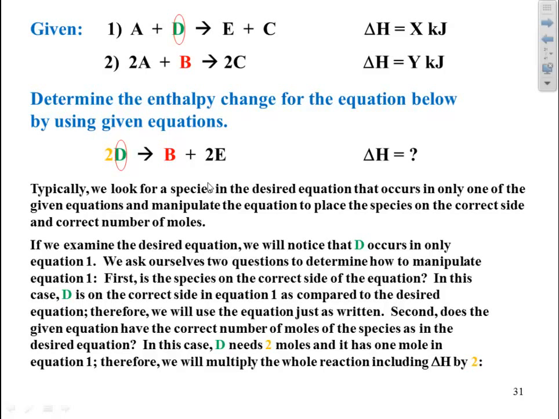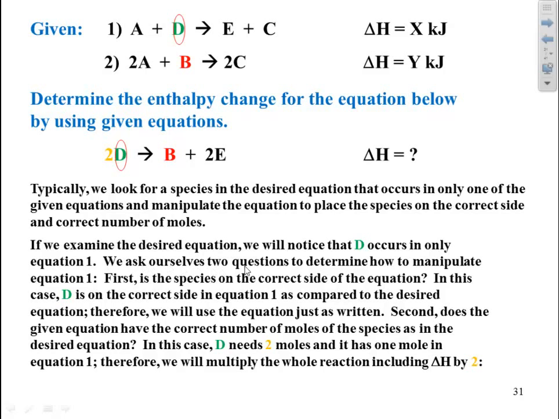I want something that I can figure out what I have to do to that particular equation. So I only want one species in that equation, not a species that's in both equations. For example, A. A is in both equations, so I don't want to mess with that. I want to mess with things that are by itself. So, if we examine the desired equation, we will notice that D occurs only in equation 1.